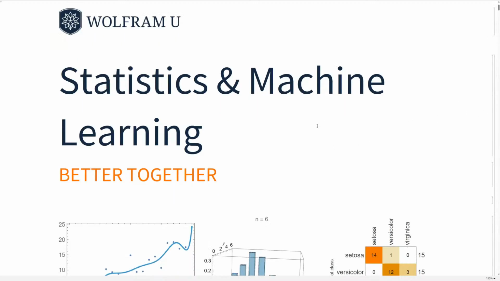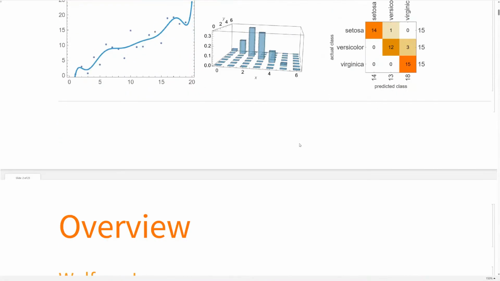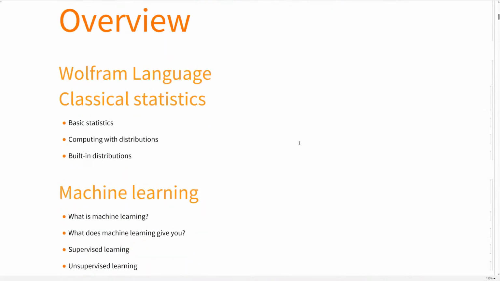So yeah, apparently from the title, we can tell that today we'll be talking about statistics and machine learning, and when to use each, and how they can be combined altogether.